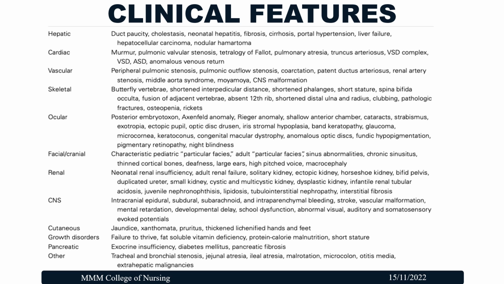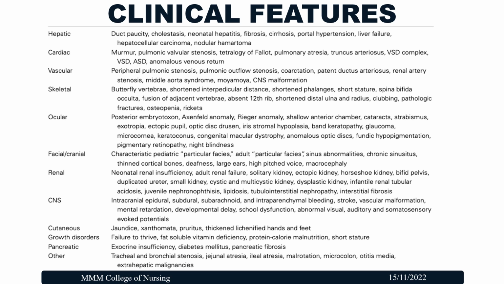In cutaneous, there can be jaundice, xanthomata, which is deposition of yellowish cholesterol-rich material that can appear anywhere in the body in various disease states, thickened lignified hands and feet. Growth disorders, where there can be failure to thrive, fat soluble vitamin deficiency, protein calorie malnutrition, and short stature.